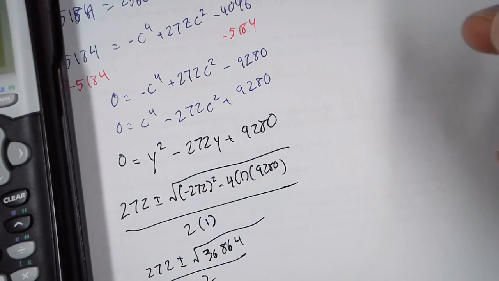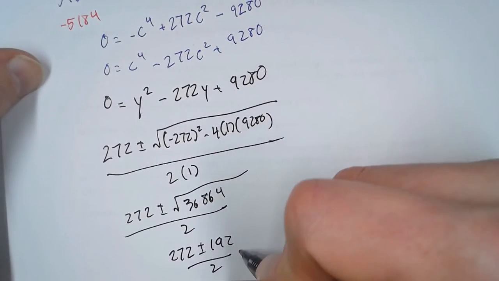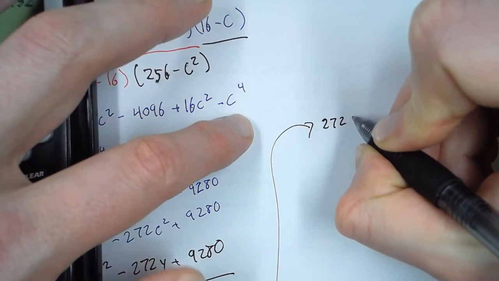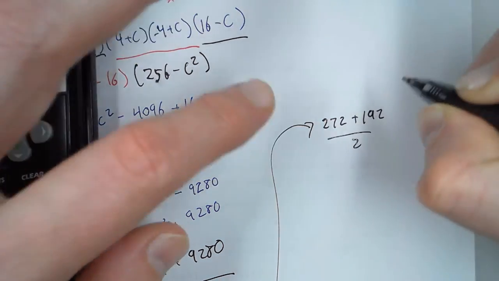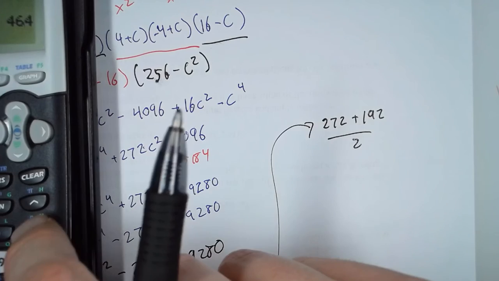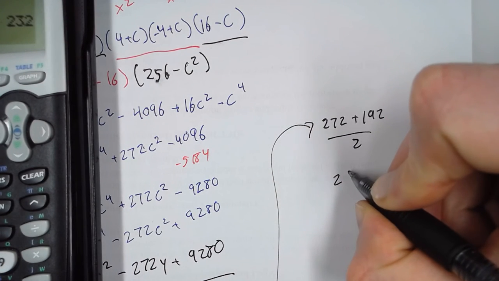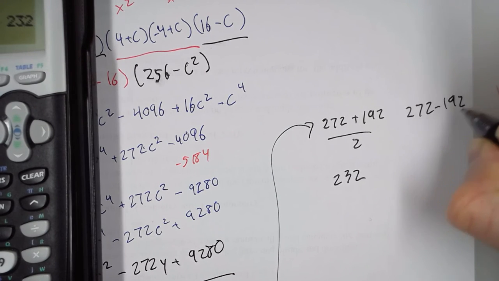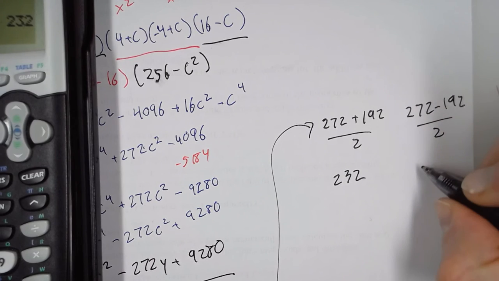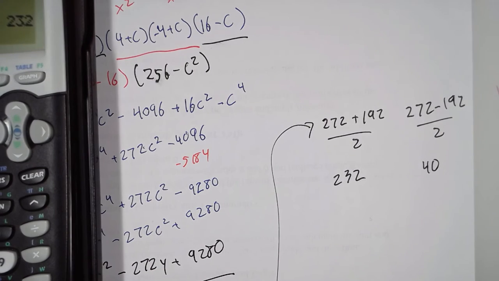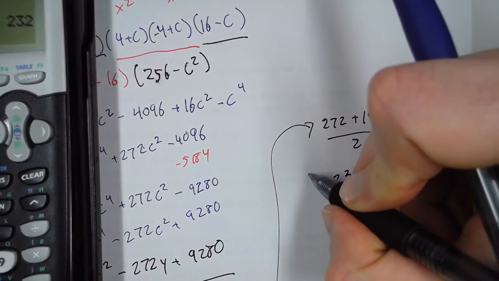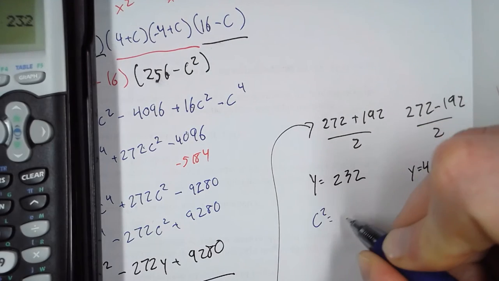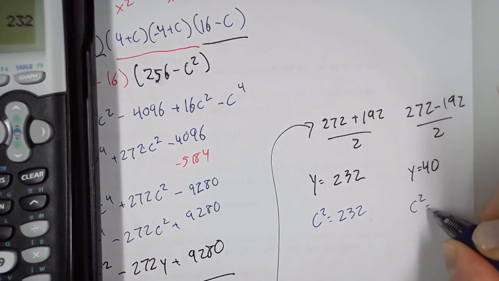All right, so if I take that and bring that up here, that means I either have 272 plus 192 over 2, in which case we end up with 232, or we have 272 minus 192 over 2, in which case we have 40. Now remember that these are equal to y, and y is just a stand-in for c squared. So c squared equals 232 or c squared equals 40.